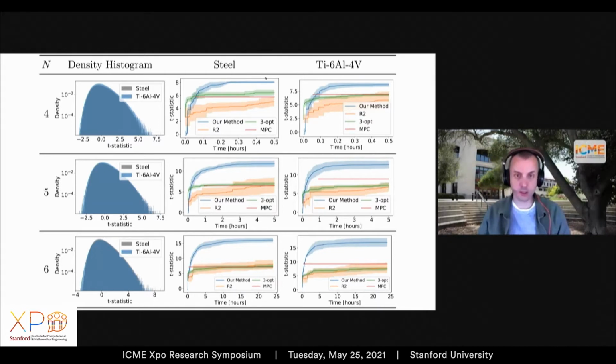So this is what the results look like. Our method is the blue curve here, and this is the size of the board: 4x4, 5x5, and 6x6. Here, for example, you have 10 to the 41 permutations. So you cannot enumerate all the permutations for this board, and you can see that our method is doing quite well. We're almost 15 sigma away from the mean, and we're significantly outperforming the other techniques.